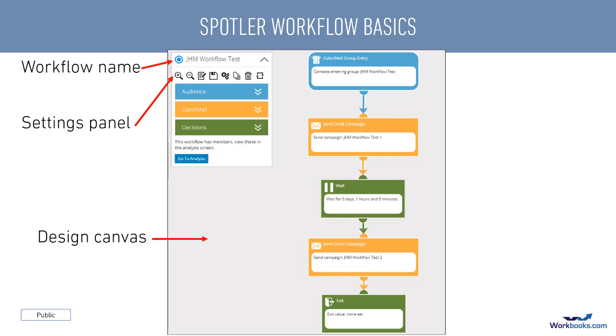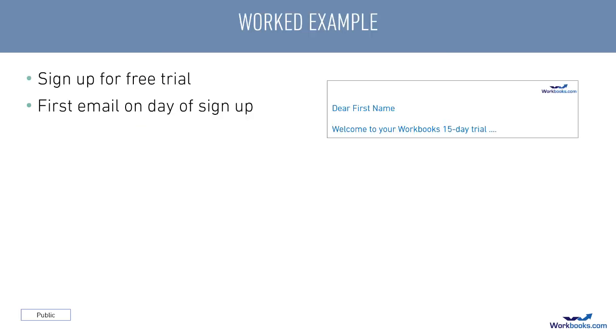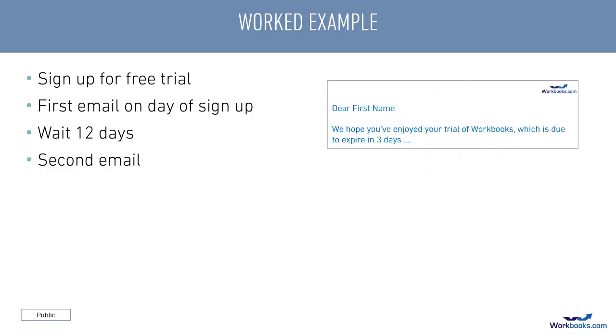You can see the name of your workflow, although you actually set that up within the settings panel. And then you've got what we call your stages and blocks, and these are the things that you can drag onto your canvas to create your workflow. Let's go back into Spotler to set up our workflow. Remember, we want anyone who's signed up for a free trial to receive an email when they sign up, and then after a wait period of 12 days, we want them to receive the second email from us.